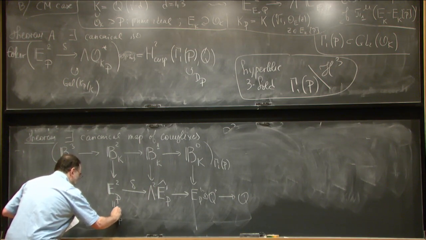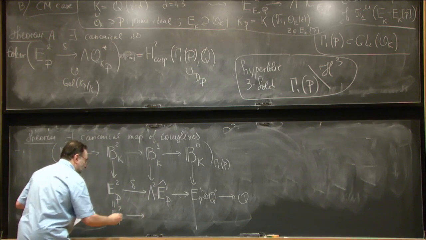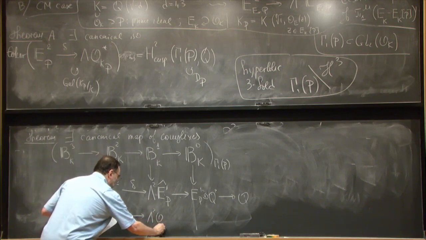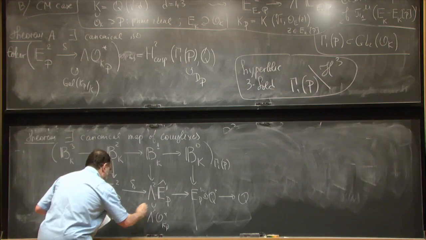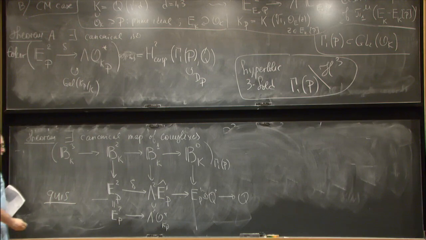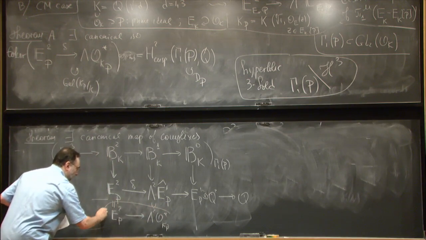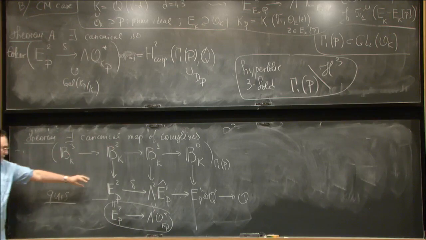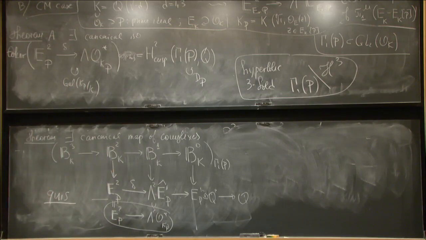And the claim is that if you take here the subcomplex, which is the complex of these cyclotomic units, then it embeds here. And most importantly, this map is a quasi-isomorphism. So we really want to relate this guy and this guy. The relation goes through some complex which is slightly bigger, but controllably bigger. You will see. Not yet.